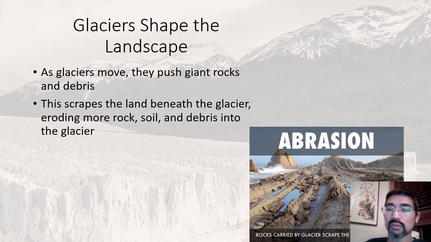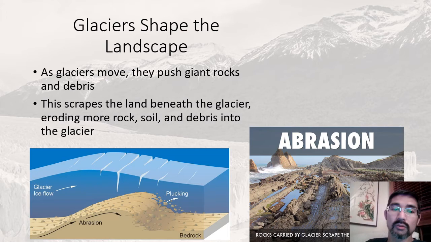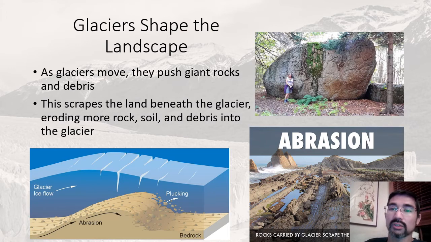And here we have an image of abrasion marks that are made by a glacier. Here's a diagram showing what happens when a glacier is moving. And lastly, as I mentioned, glaciers can pick up giant rocks and move them for miles. And so this is a picture of a rock that's been moved and placed there by a glacier.